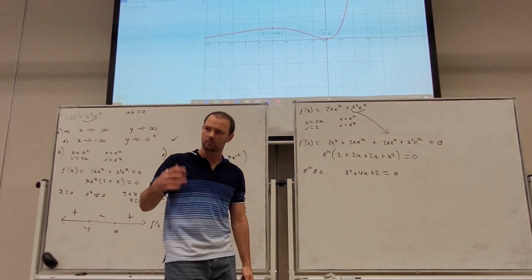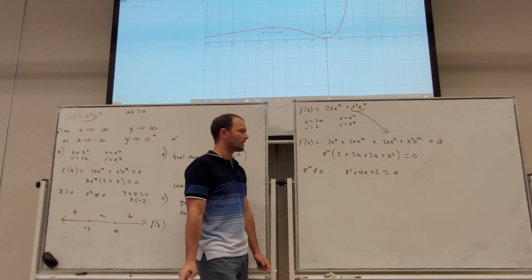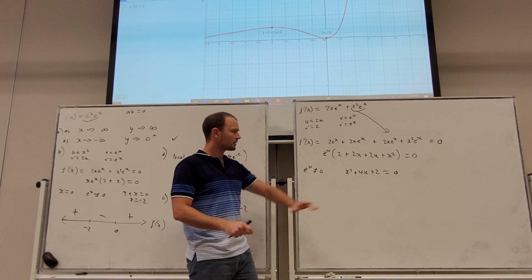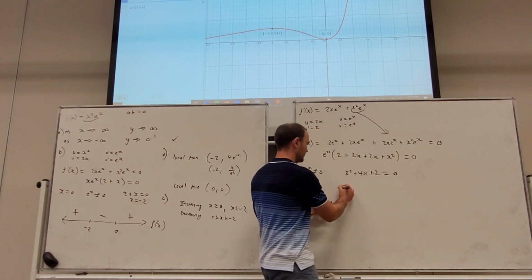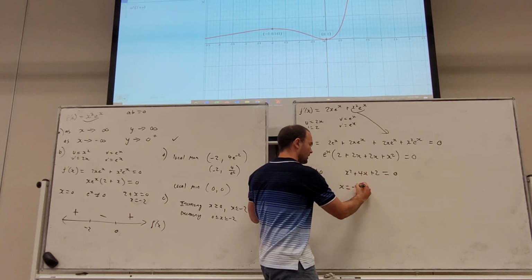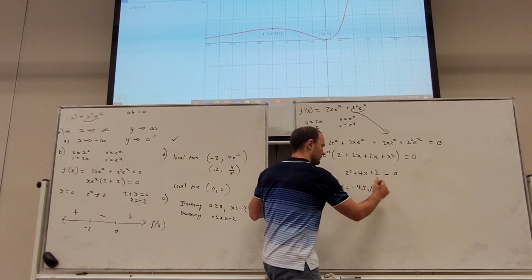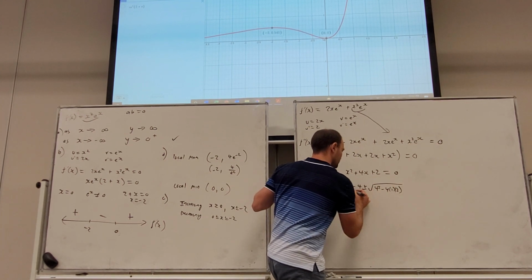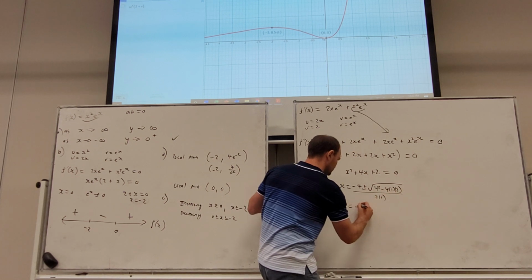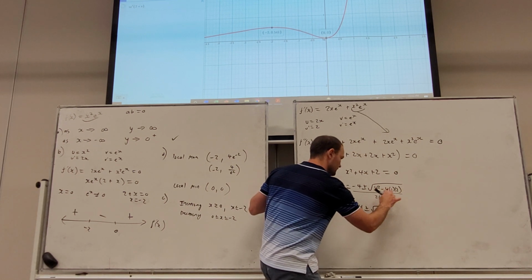8 is not a square number, so we can't solve that by factorisation. So that means if we want the roots, we need to use the quadratic formula. So let's go through and apply the quadratic formula here to find the values of x. We'll do it reasonably quickly because we've done it ad infinitum. Minus 4 plus or minus the square root of 4 squared, 16 take 8.